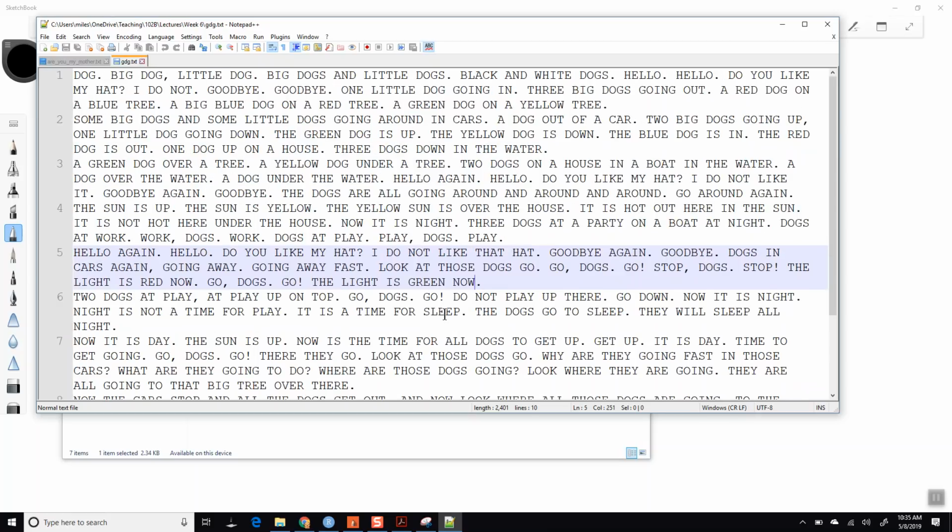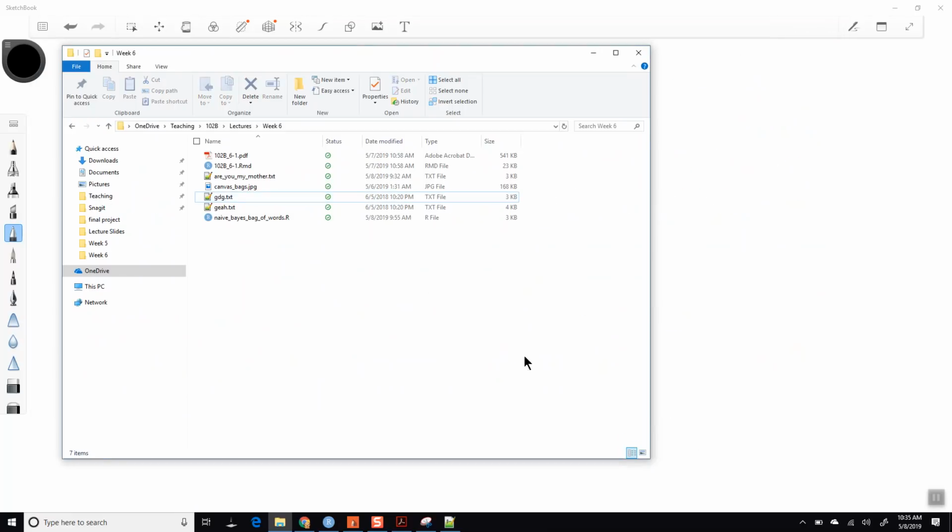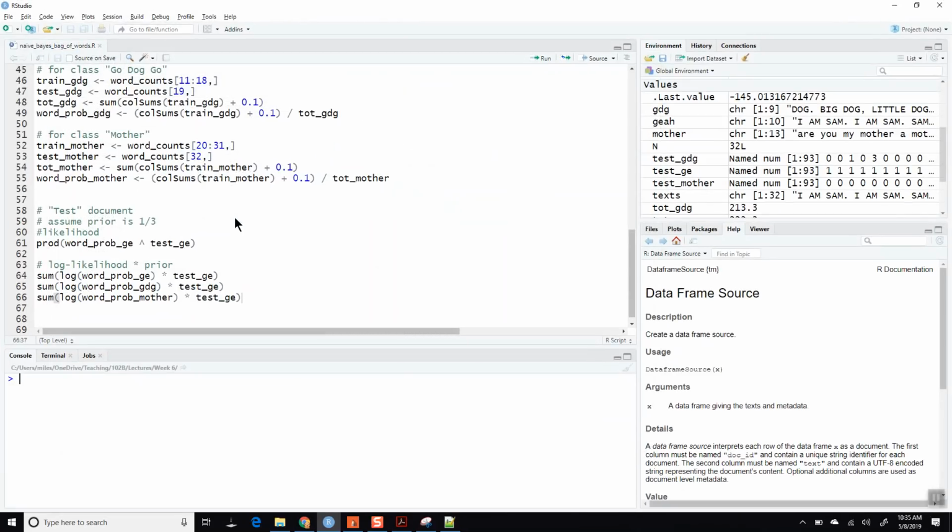Okay, and so as humans, it's easy, right? If I give you this sentence, now the cars stop and the dogs get out, and I ask you which book this sentence came from, you can easily tell which book it came from, right? Okay, so anyway, I wrote up some code here. I want to clean it up before I put it on CCLE.